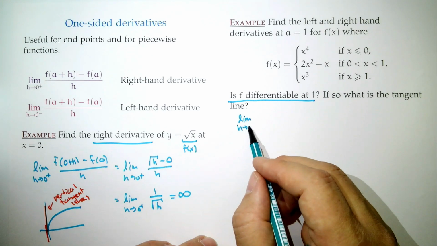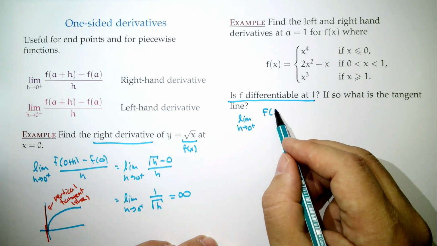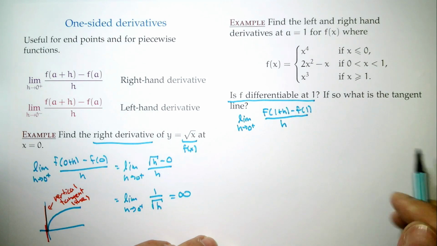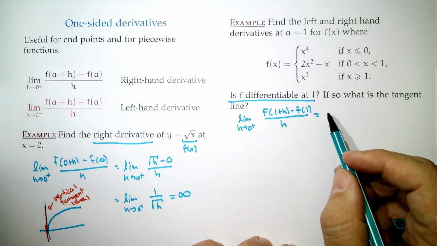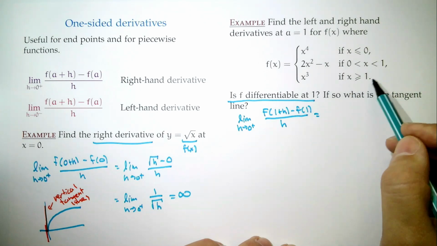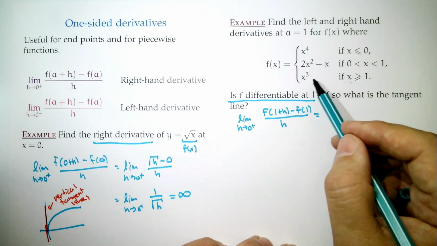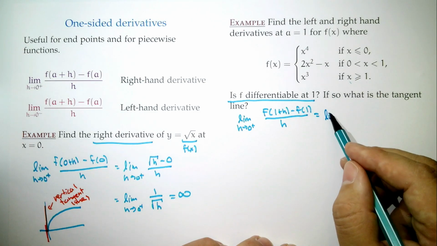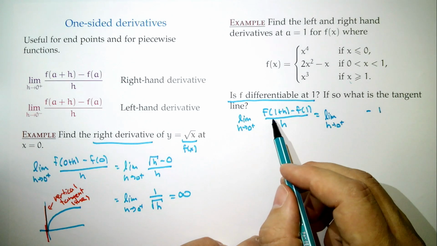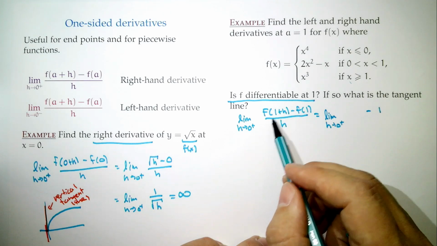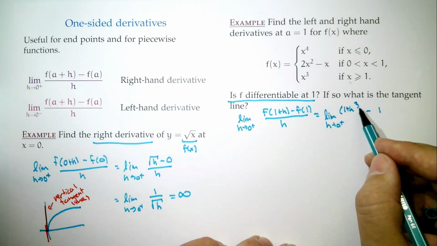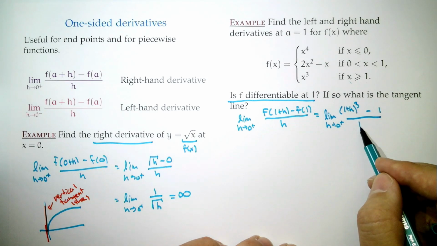So as we come in from above, we look at f of 1 plus h minus f of 1 all over h. So let's see if we can figure this out. What is f of 1? Well, plug in 1. This would be the rule, because this equals 1. 1 cubed, that's 1. So h goes to 0 from above, something minus 1. Because we're above 1, 1 plus h would be above 1, we're going to be in the rule of 1 plus h. So 1 plus h cubed minus 1 all over h.